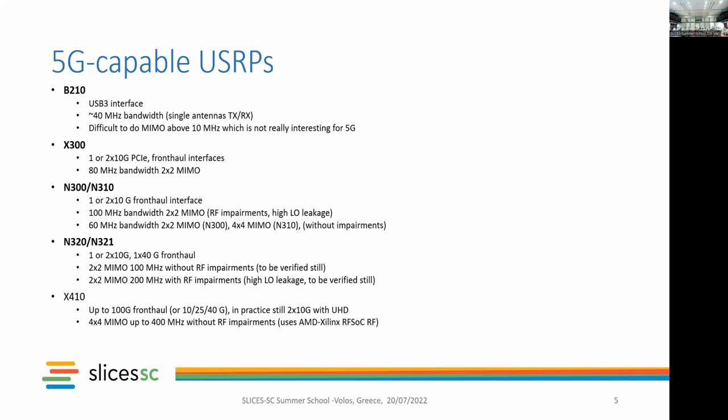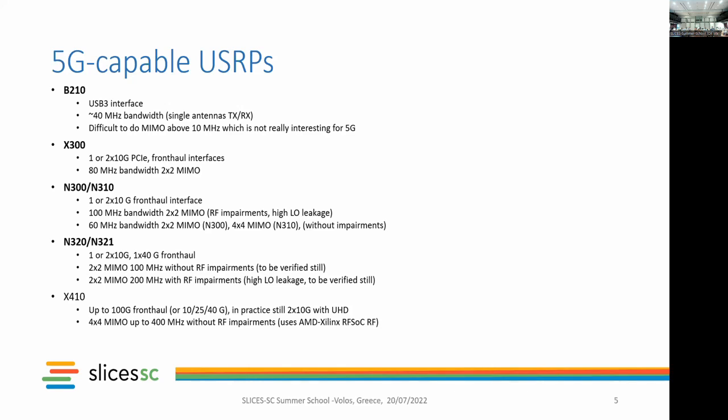The minimal for me is really the X300 device, which is one of the classical USRPs also, which has either a 1 or 2 times 10 gigabit Ethernet or a PCI Express front-haul interface. So you can do it either Ethernet or PCI Express. And you can go up to 80 megahertz bandwidth 2x2. So that's a much more serious 5G device. And it's actually an old USRP. It's not one of the network series USRPs.